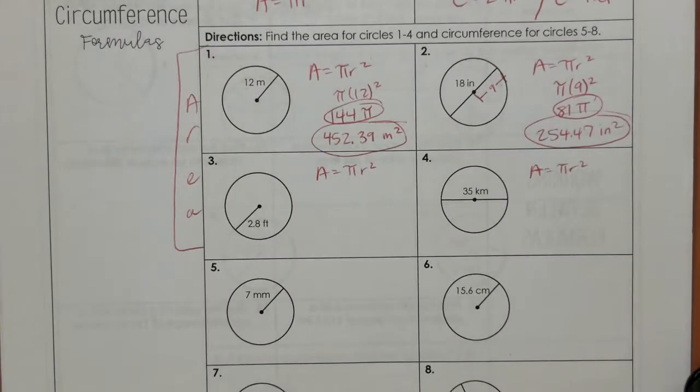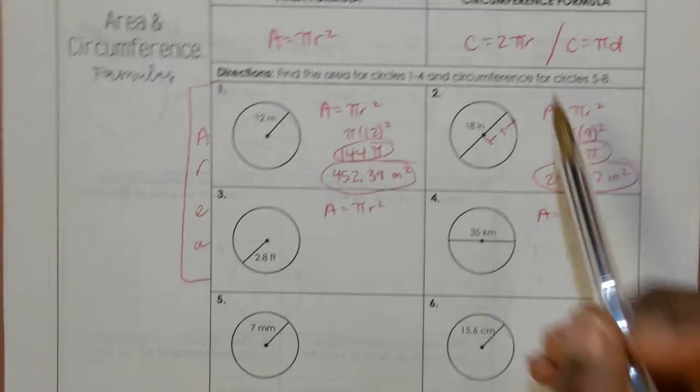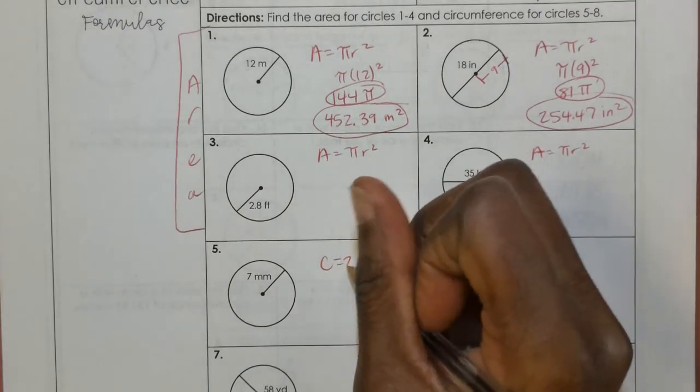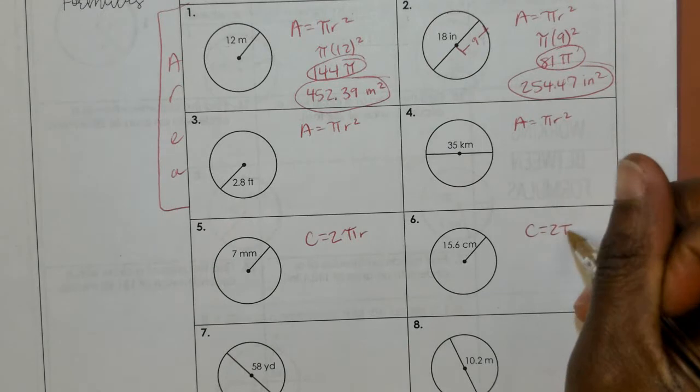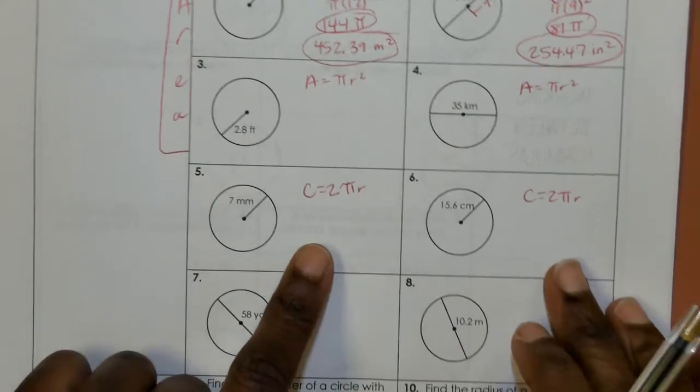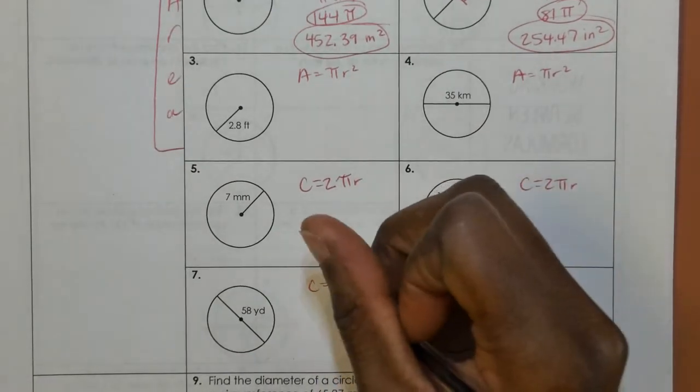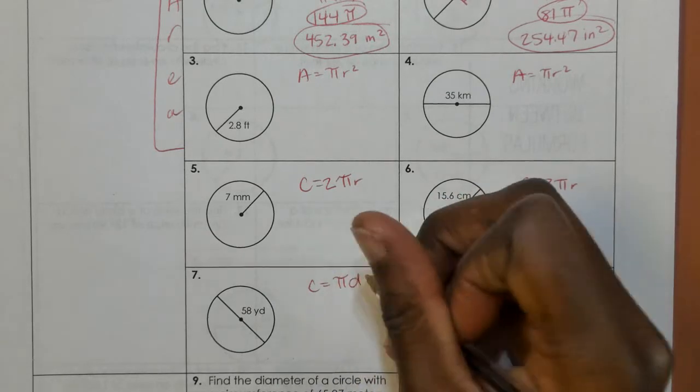So I'll let you do 3 and 4. Circumference formulas are here, so we're doing the same exact thing, but with a different formula. And I'm going to put the formula that corresponds to what I'm given. So I'm given the radius in this one, so I'm going to use the radius formula. And I'm given the diameter in this one, so I'm going to be using the diameter formula.